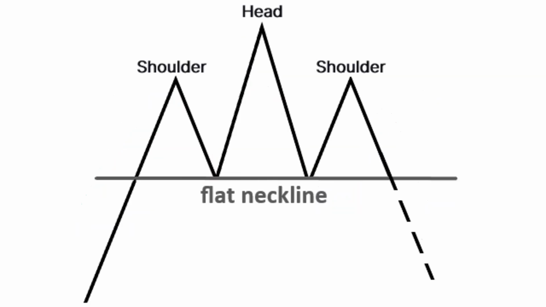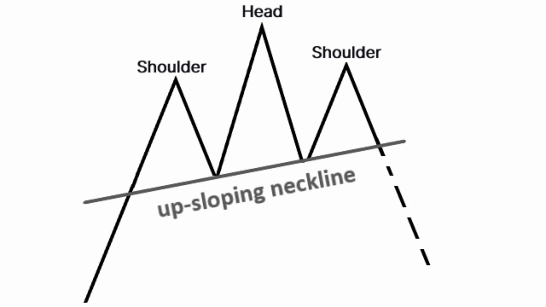If both low points lie on the same level, we call it a flat neckline. This version is very clean to read because the support area is almost a straight horizontal line. Many traders find it easier to spot since the lows match each other clearly. When the price comes back to this line, it becomes a very distinct decision area.